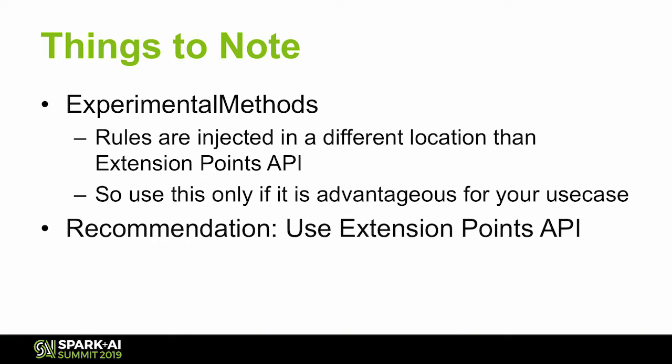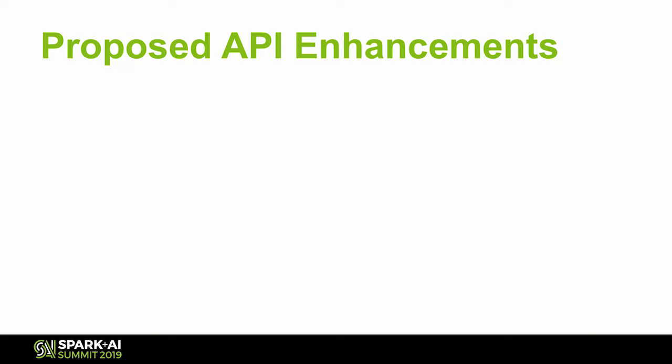So use the experimental methods only if it is advantageous for your use case. Otherwise, the recommendation is to use the extension points API. So next, as I've been talking about all the steps to add your customizations, you can see that there are specific places where it gets injected. There's no control over where to inject your rule.